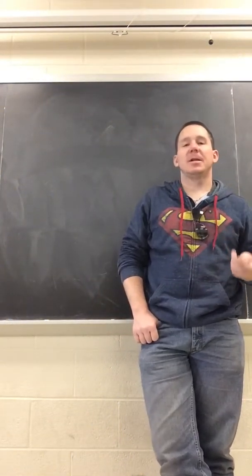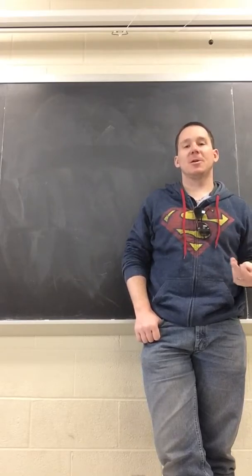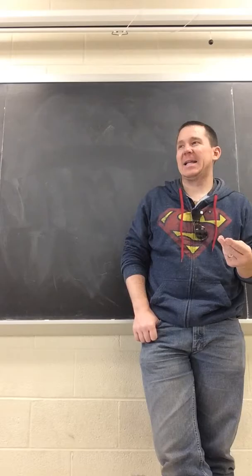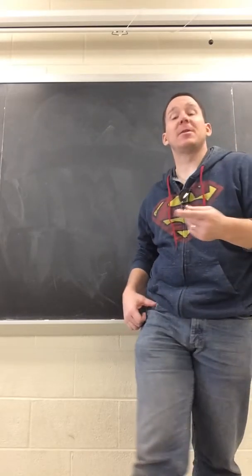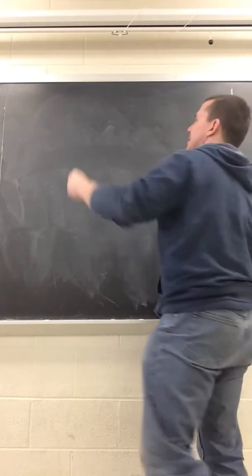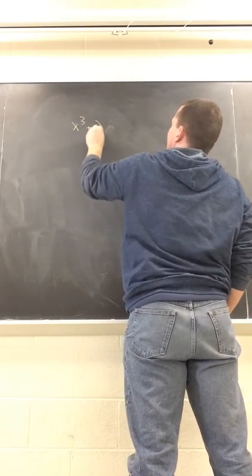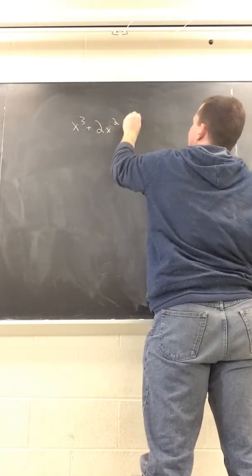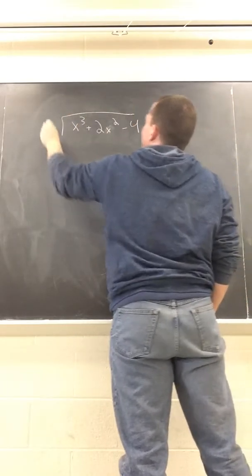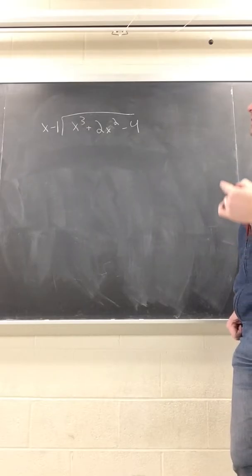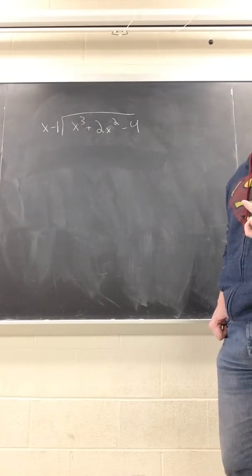In the last video that we did, we looked at polynomial long division, and when we finished, we had that idea with the factor theorem and the remainder theorem that essentially said if you're dividing a polynomial, say x cubed plus 2x squared minus 4, and you're dividing it by x minus 1, before you do the division, you can actually check what your remainder is.